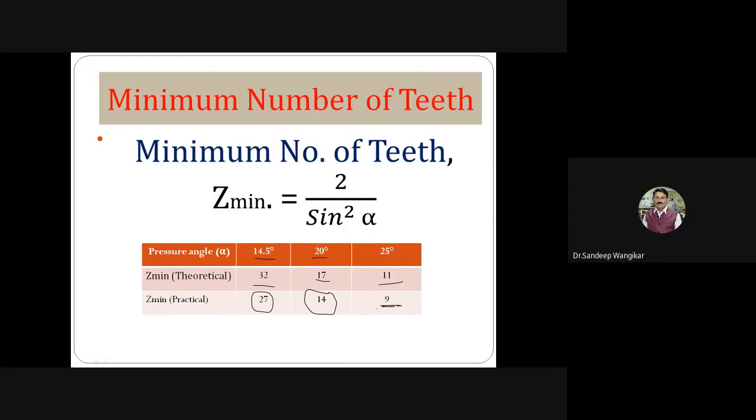So once again, I will repeat, the minimum number of teeth is the number of teeth required on the pinion to avoid interference and undercutting. So what is interference? The teeth on the pinion will dig, will go into the dedendum part.